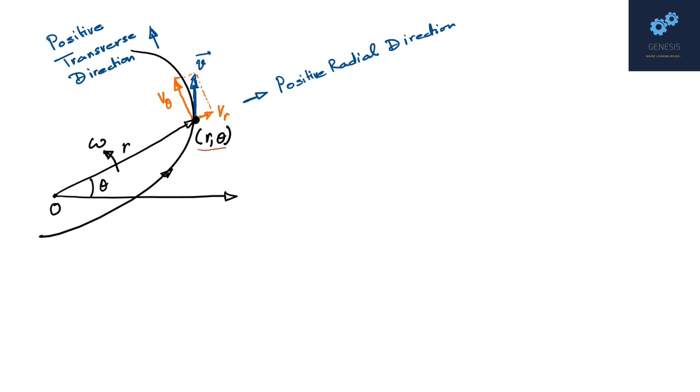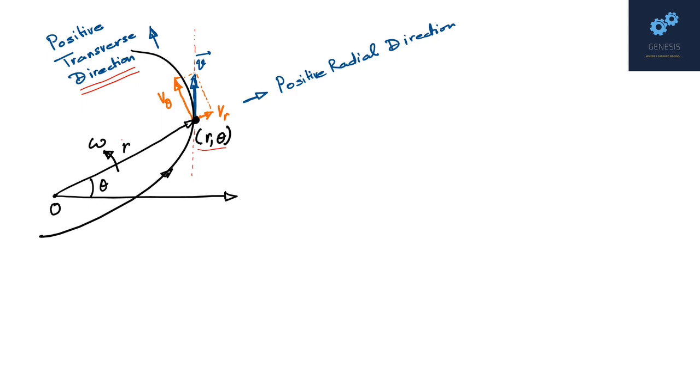Now, to analyze the motion, we identify two directions which will be crucial for us. The first is the positive radial direction, which is in the direction of increasing r. The second is the positive transverse direction, which is in the direction of increasing theta. These are perpendicular to each other. Note that the transverse direction is not the same as the tangential direction. Here the velocity vector is along the tangent. The transverse direction in general does not coincide with the tangential direction.